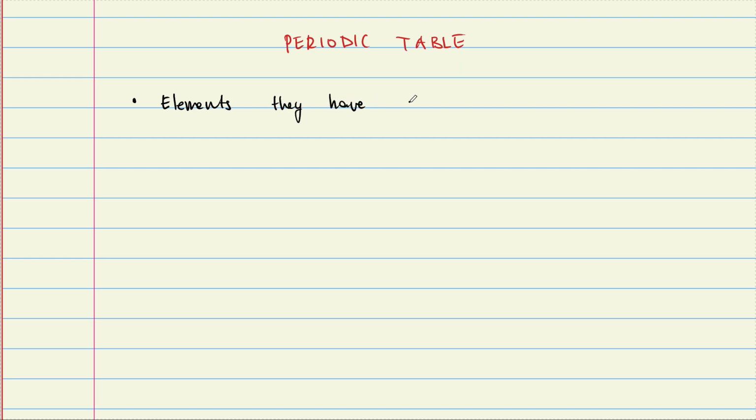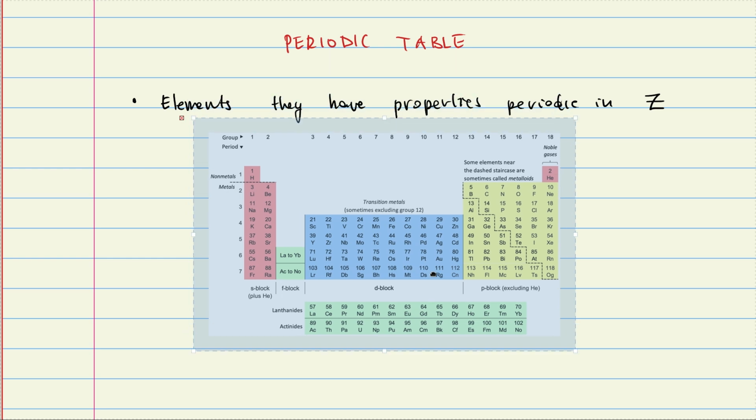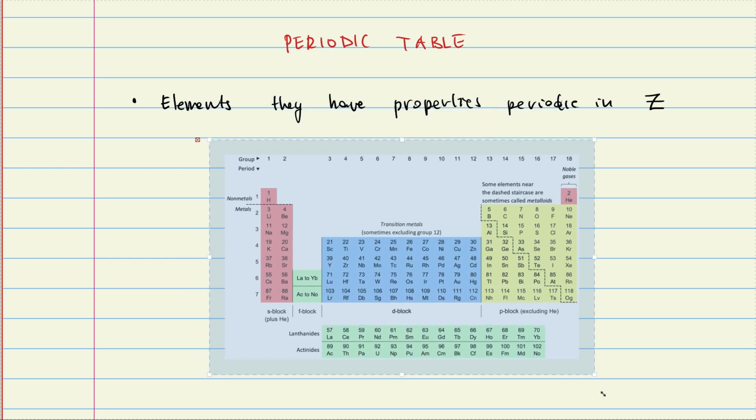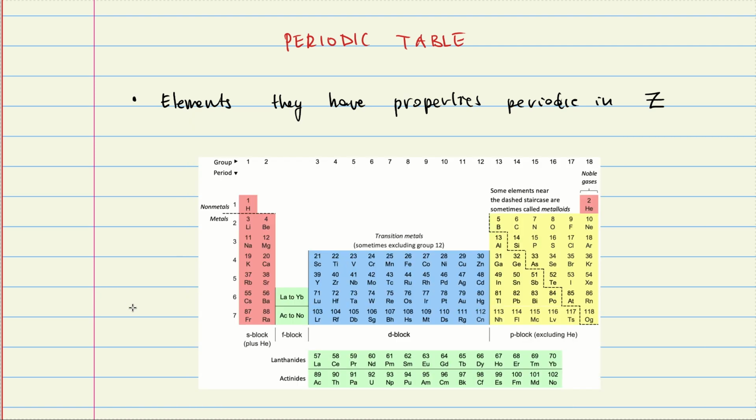have properties periodic in atomic number Z. That's basically how many protons you have in the nucleus. So here is the periodic table. I don't know if you can see it, but I think the details are not important, but I want you to see the overall structure.